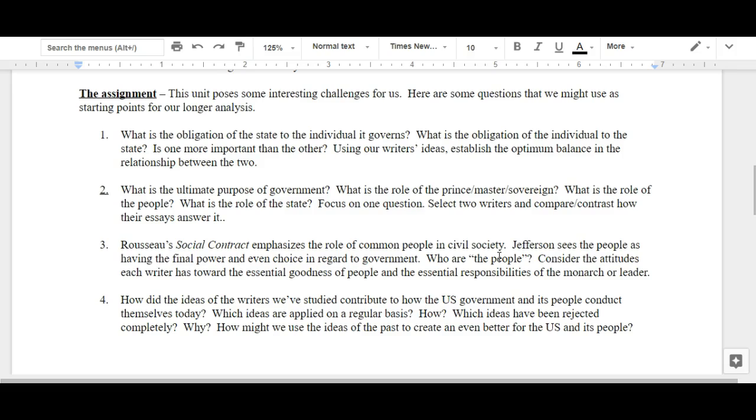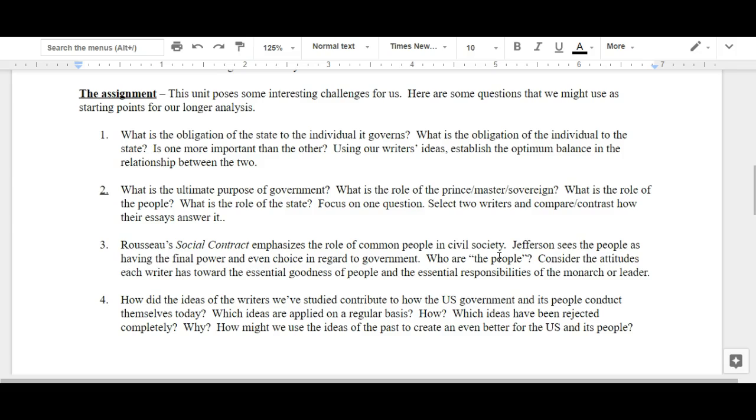Option number 3, Rousseau's social contract emphasizes the role of the common people in civil society. Jefferson sees the people as having the final power and even choice in regard to government. So who are the people? Consider the attitudes that each writer has toward the essential goodness of people and the essential responsibilities of the monarch or leader.